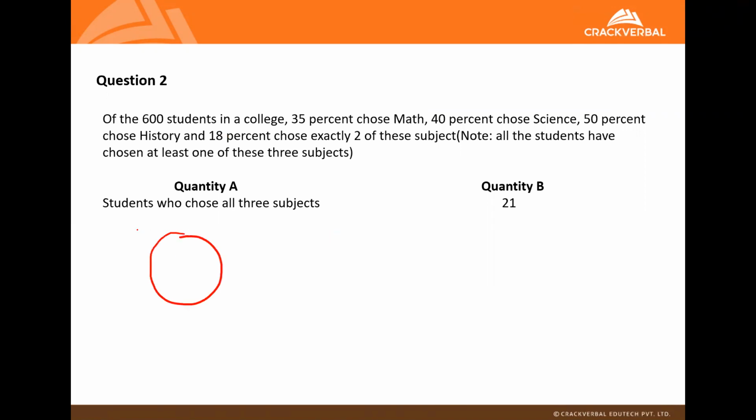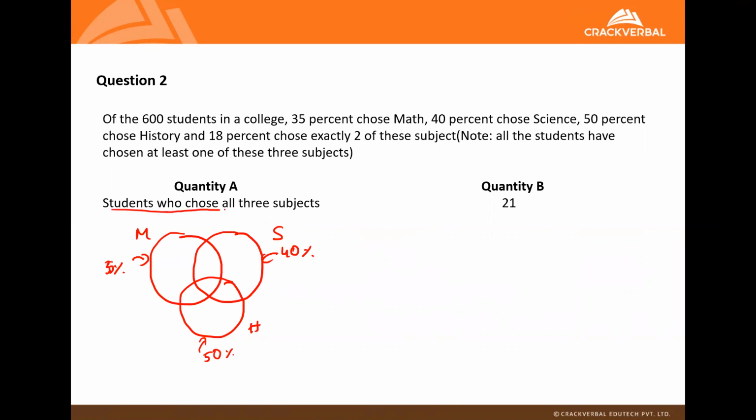So I have M. 40% chose science, and 50% chose history. So this is 35%. This is 40%. And this is 50%. I'm not going to sit and change all those percentages into numbers. I would prefer to find out what the question asks in terms of a percentage and then change only that region by taking into consideration 600 students, right? So when you're making a Venn diagram with percentages, all the regions of the Venn diagram, inclusive of the outer region, should add up to 100%.